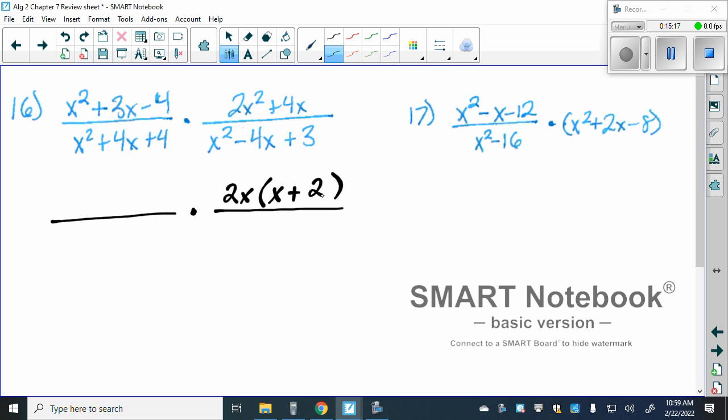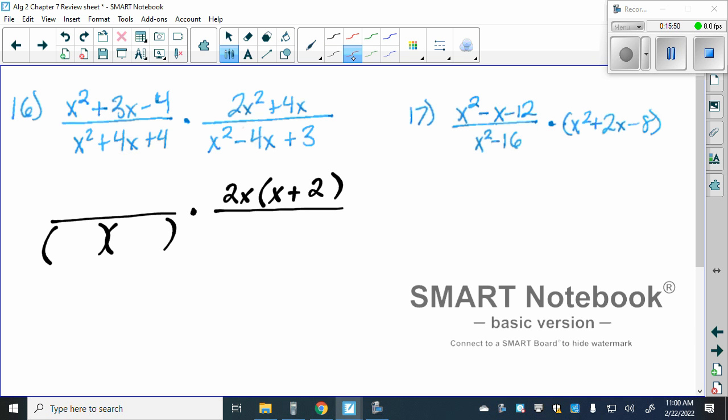So we get x plus 2, which is telling me that either the x squared plus 4x plus 4 has an x plus 2, or the x squared minus 4x plus 3 has an x plus 2. Well, I know the x squared minus 4x plus 3 is not going to have an x plus 2. Is 2 a factor of 3? No. So why not? Let's go over here. X squared plus 4x plus 4. Because most likely it'll have an x plus 2.